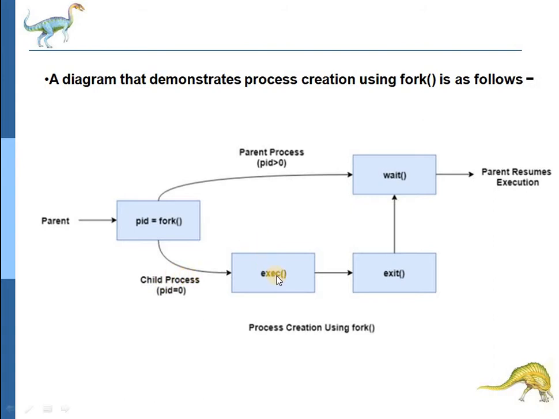Here, the exec system call is used after the fork system call by one of the two processes to replace the process memory space with a new program. The exec system call loads a binary file into memory, which destroys the memory space of the process where exec is called, and then starts executing. In this way, two processes can communicate with each other, and after that, they go their separate ways.